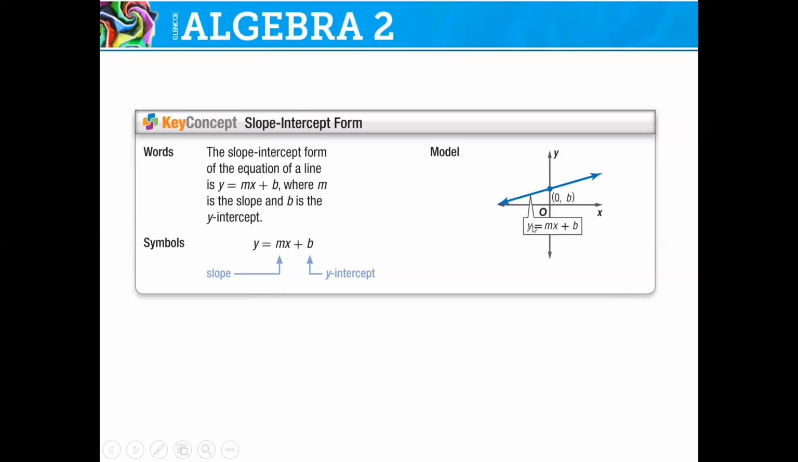So if they give you any equation that doesn't look like this, to get it into slope-intercept form, we have to solve it for y, or we have to isolate y. Okay, and you'll see that on a couple examples in the book.